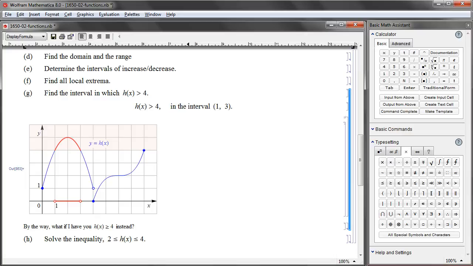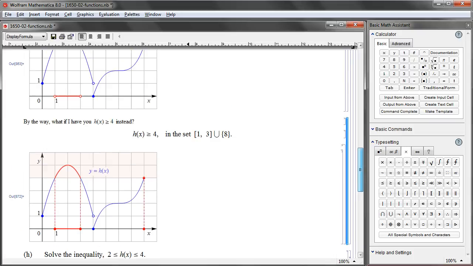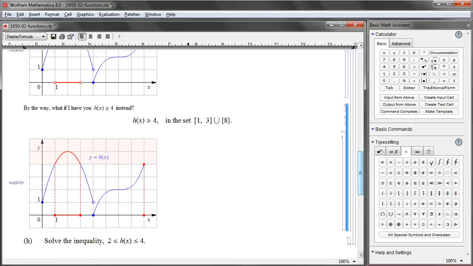By the way, do you remember semi-inequalities are generally harder than strict inequalities? Indeed, for graphs, the same. Semi-inequalities are harder. If you use semi-inequality, you have to consider that isolated point on the right-hand side as well. And here it is. h of x greater than or equal to 4, then we have the closed interval 1 to 3, but also we have to include x equals 8 on the right-hand side, because this time the boundary line y equals 4 is included.